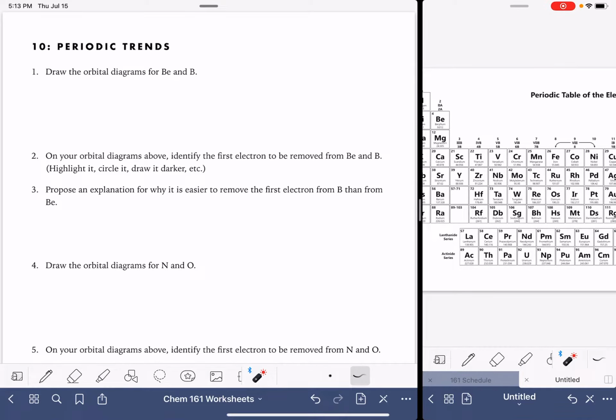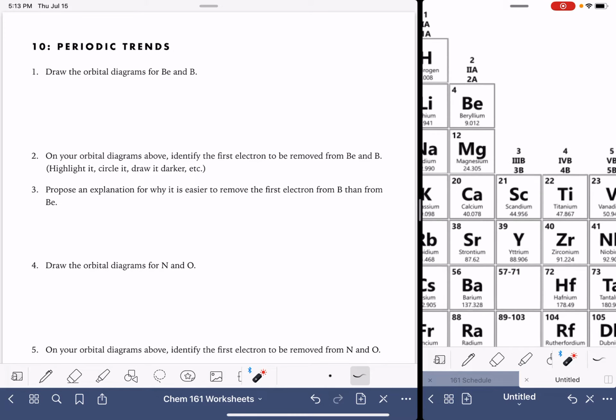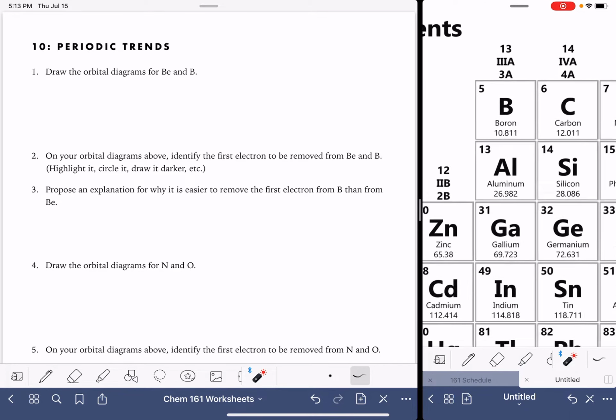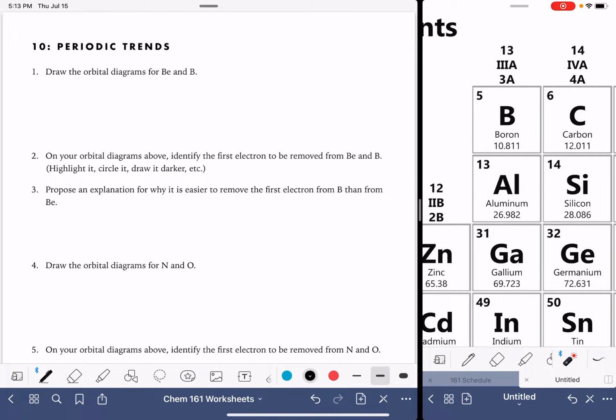The first thing we're going to do on this worksheet is draw the orbital diagrams, which are also referred to as box diagrams, for beryllium and boron. Beryllium and boron are both really small elements. One has 4 electrons, the other has 5, so these are going to be pretty straightforward.